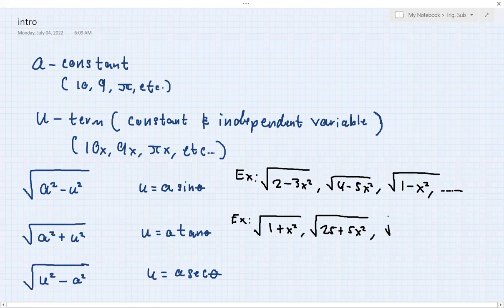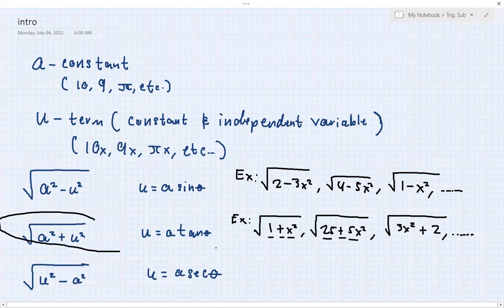Pwede rin. O kaya pwede rin namang i-interchange ko yung position ng x at saka yung a. I-interchange ko yung position ng u at yung a. Meaning, pwede kong unahin si u bago si a. So itong mga examples na binibigay ko, pwede rin ito. Okay, as you can see, a plus u squared. Ito kaya, sa tingin nyo ba, pwede rin siya dito? Ito, pwede ba siya dito?